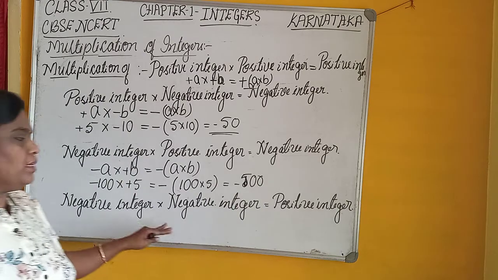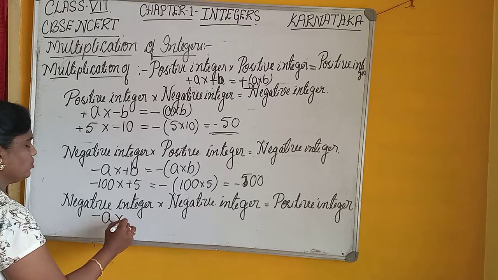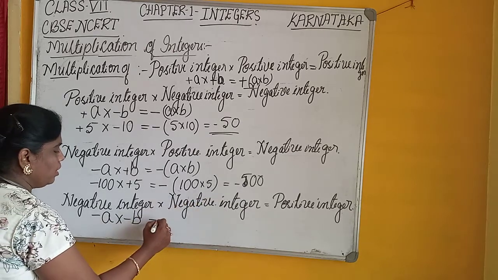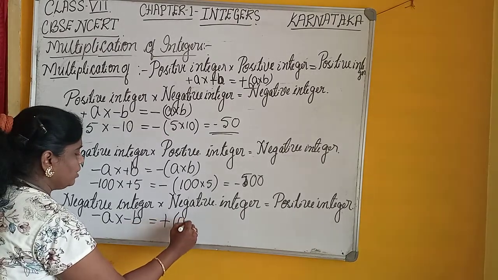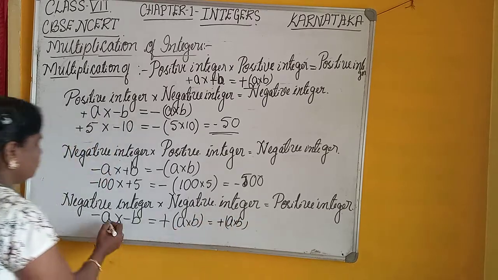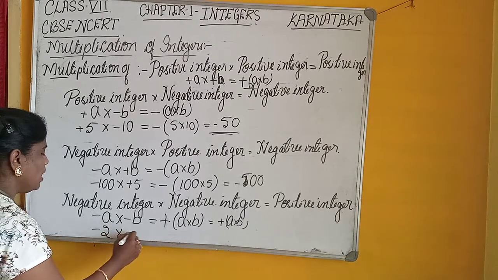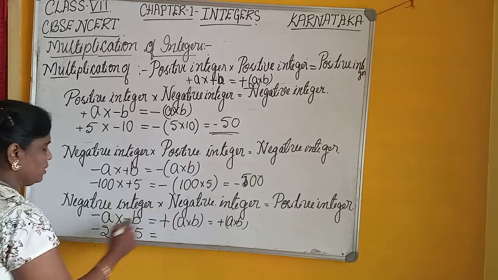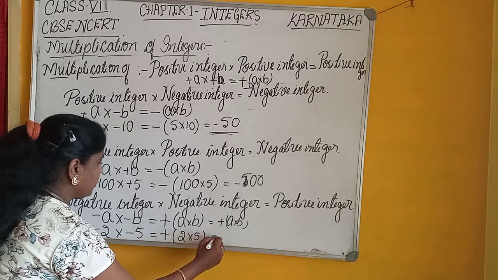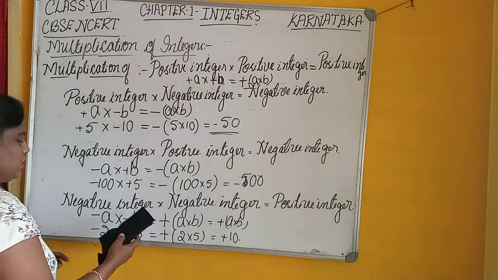When a negative integer is multiplied by another negative integer, generally we can say minus A is any negative integer and minus B is another negative integer. When these are multiplied, the product should be a positive integer, plus of A into B. Understood? But let us take two negative integers, minus 2 into minus 5, that is minus into minus. When two negative integers are multiplied, the product is always positive, and these two integers are multiplied. That is equal to plus 10. Understood?